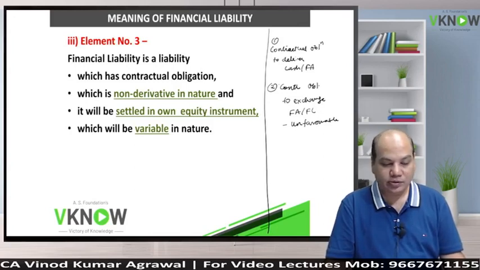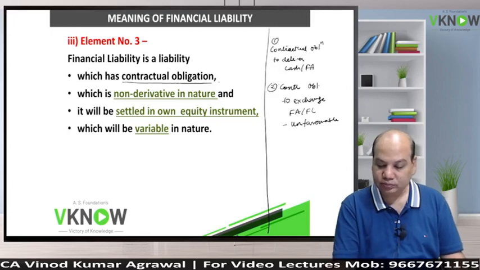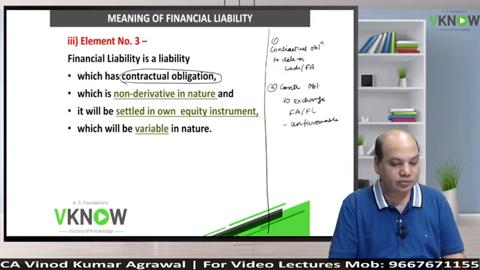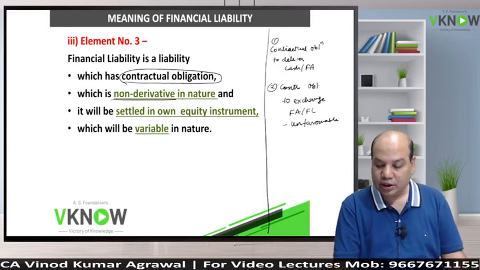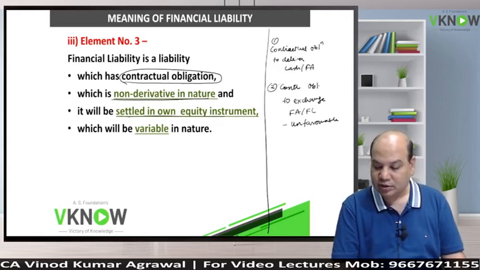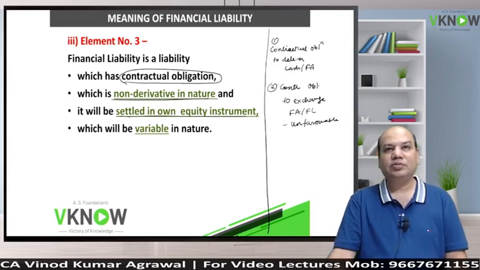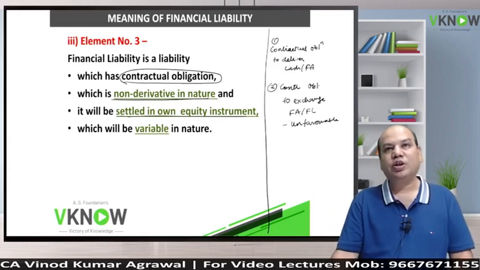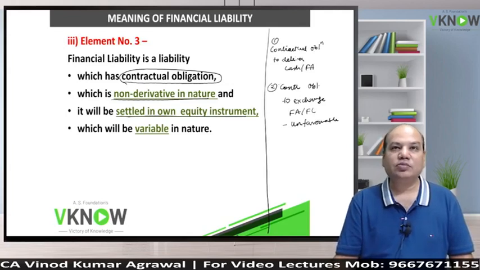Element number 3 is that a financial liability is a liability which has a contractual obligation. One thing is common, which is contractual obligation, which is non-derivative in nature, and will be settled in our own equity instruments, which will be variable in number. So a contract which will be settled by own equity shares in variable numbers.